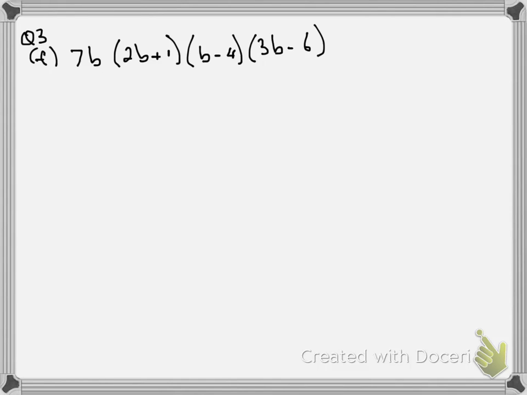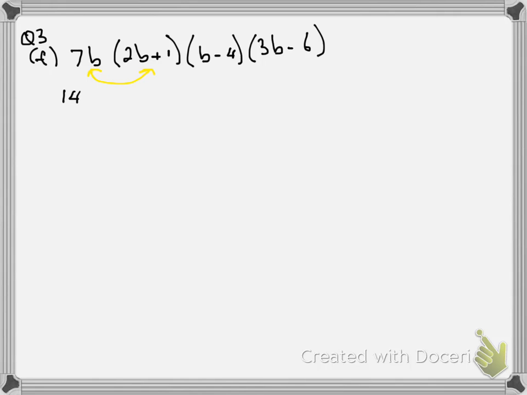Alright, let's go to question 3. Now question 3, I'm going to choose question 3F, because it's one of the longer ones. 3F is 7b, 2b plus 1, b take 4, 3b take 6. Quite simply, to start off with, I'm going to expand those two together. By doing this, I'm just eliminating one process at a time.